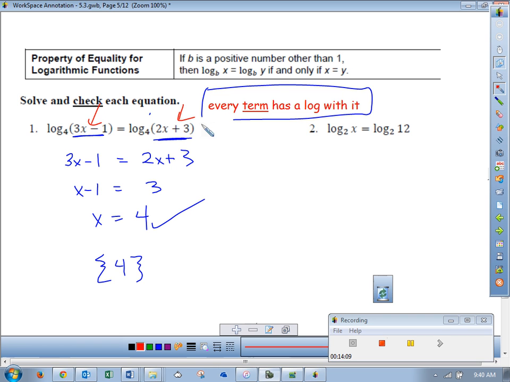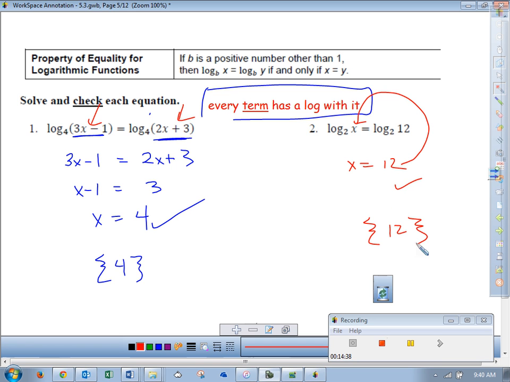Good question. This one, sorry that I'm going to beat a dead horse. Does every term have a log with it? Yes or no? So, since they're both log base 2's, the arguments should be equal. X equals 12. Then you got to check that. All you're looking for is when you substitute it back in, do you get a positive number back? Yes. So that checks, and 12 is our solution.